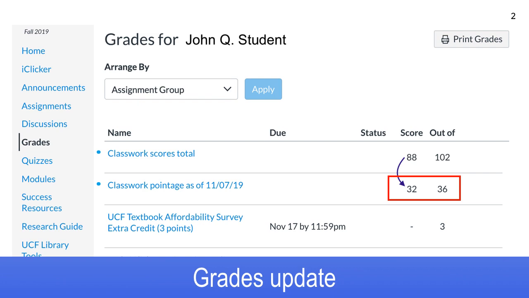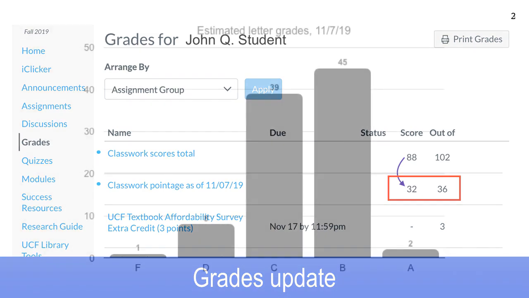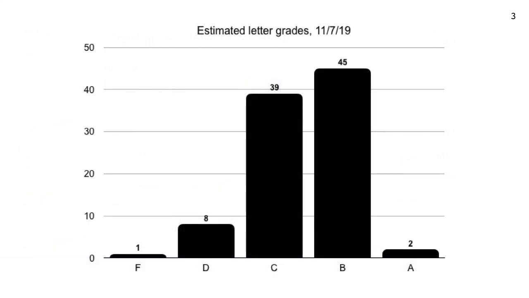Now, I want to point out something to you. I also calculated letter grades as if I were going to give out letter grades today. So this is where everybody stands, as a group. This is the curve. But I never do curves. If you earn it, you got it. I don't try to manipulate scores or anything. So we have a few A's and we have 1 F.